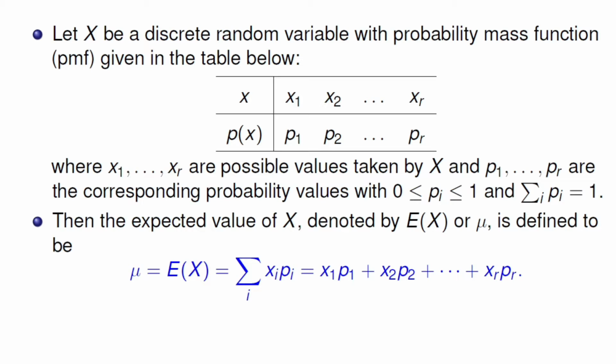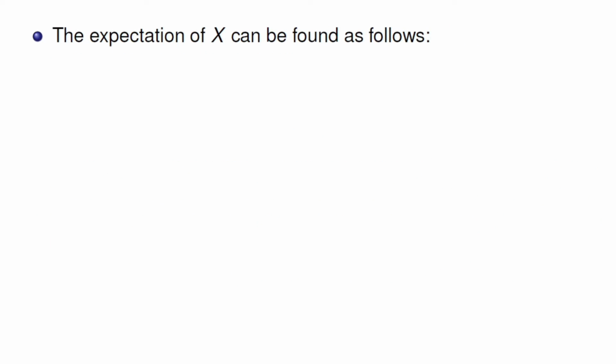Then the expected value of X, denoted by E(X), or mu, is defined to be mu equals the expected value of X equals the summation over i of x_i times p_i, which equals x1 p1 plus x2 p2 plus and so on, plus xr pr. This is the definition of the expected value of X.